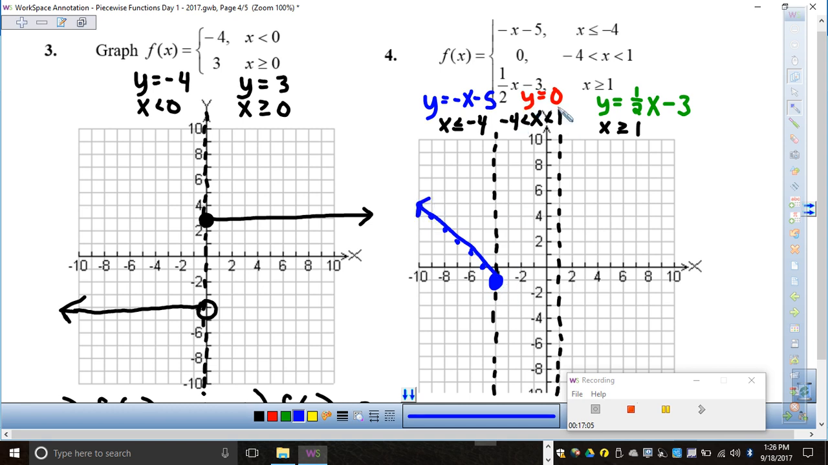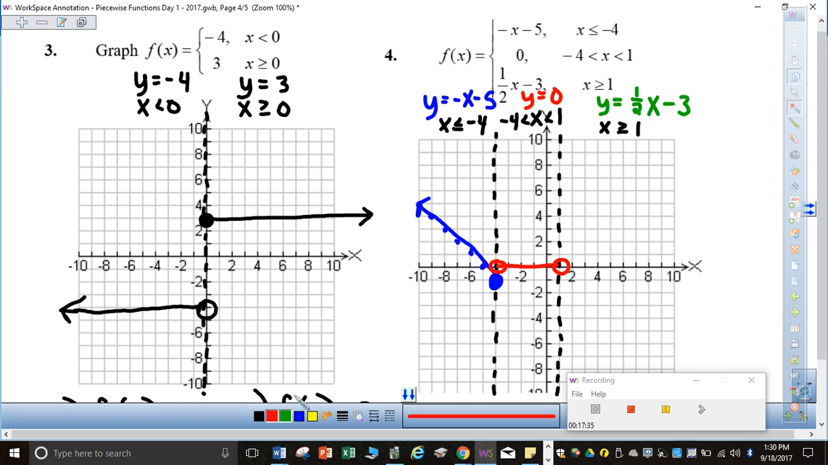Okay, for the middle section, y equals 0. It's a horizontal line that goes through the y value of 0. So it's going to be right here from here to there, right on top of the x-axis. This is x greater than -4, x less than 1. It does not say that it could be equal to it, so we're going to put a big open circle at each one of those.